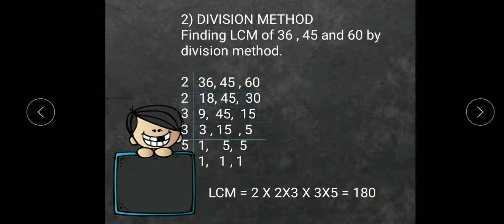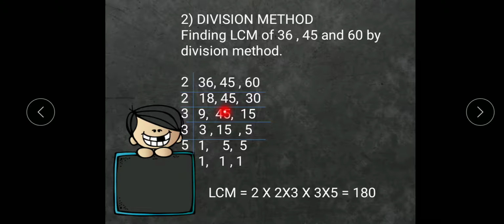So let us see. 36 divided by 2 gives 18. 45 is not divisible by 2, so we keep it as it is, 45. 60 divided by 2 gives 30. Similarly, 18 and 30 are still divisible by 2, so on dividing I get 9 and 15 respectively. As 45 is not divisible, I write 45 as it is. Then I can see that none of the numbers are divisible by 2.